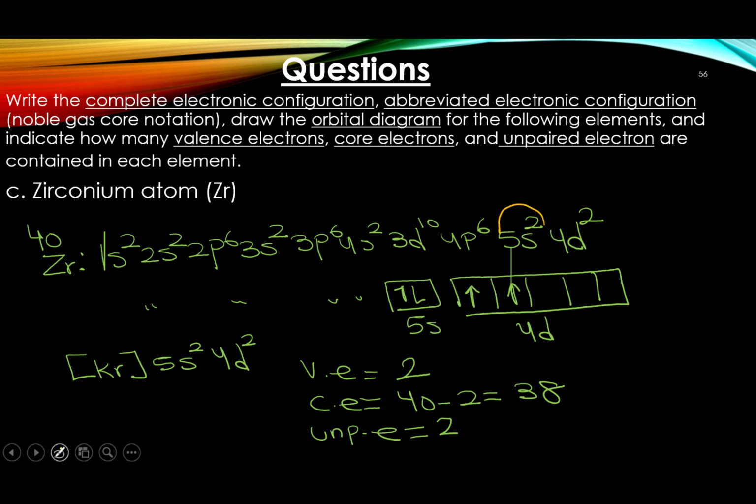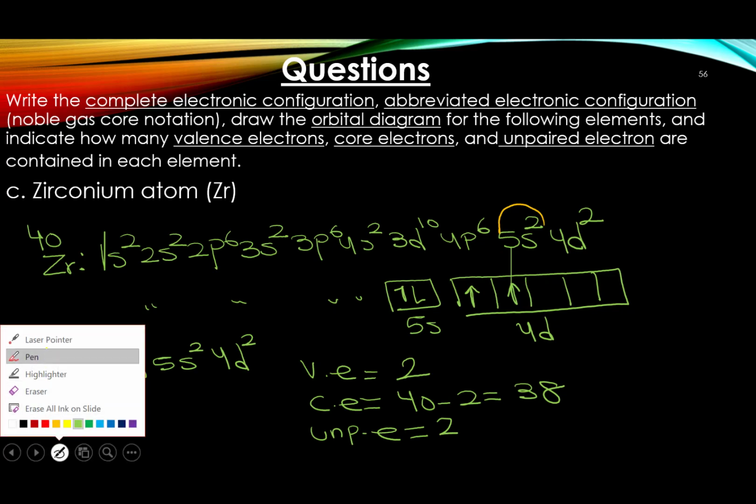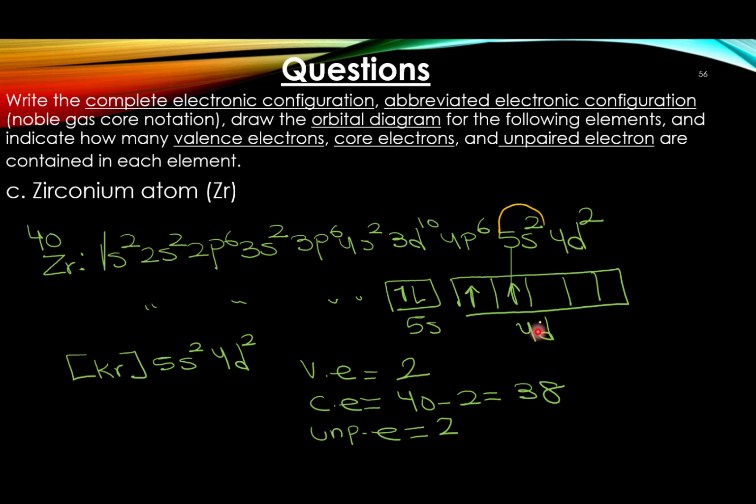Okay. Also, zirconium is not one of the exceptions, because if you move 1 electron from 5s, it's not going to make it a half-filled d orbital. You still need to add 2 more. That's why zirconium is not one of the exceptions. It's right.